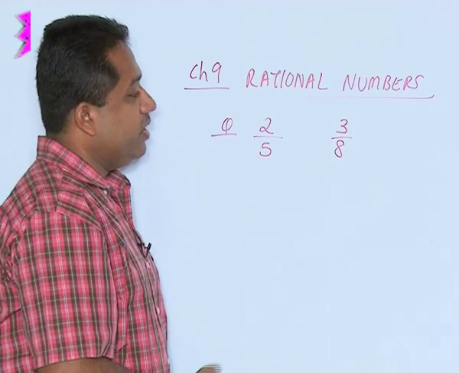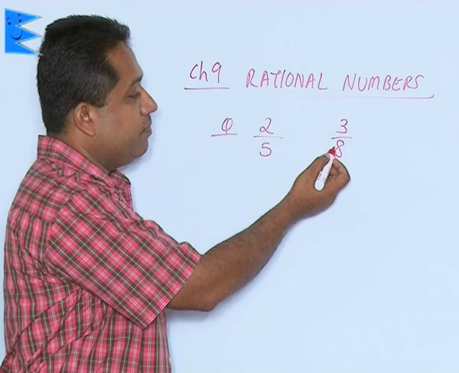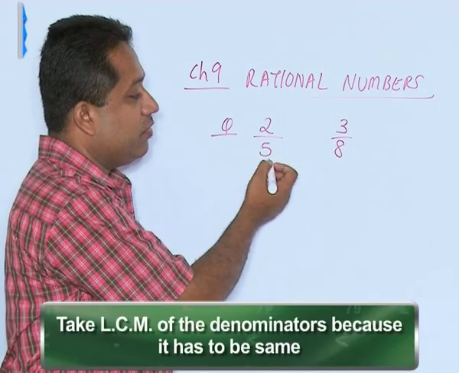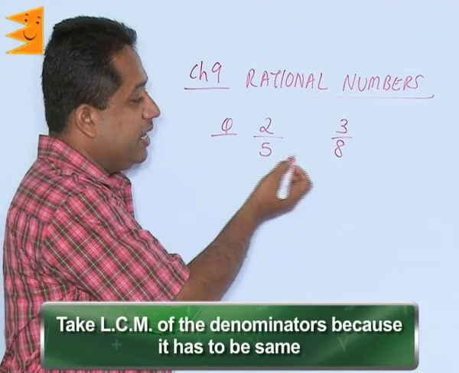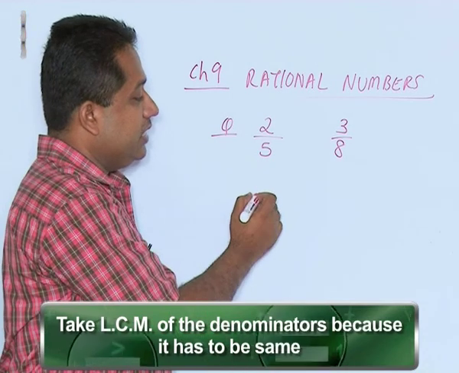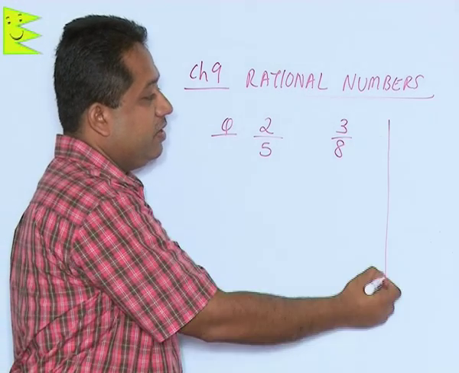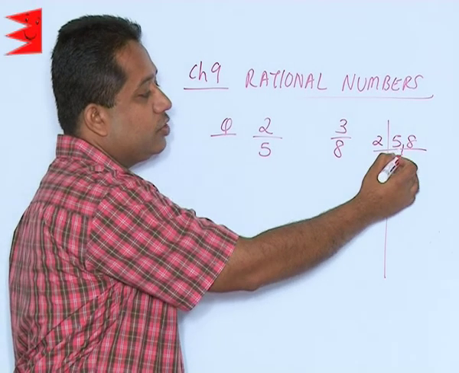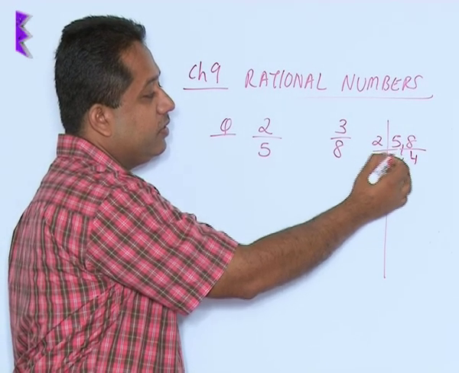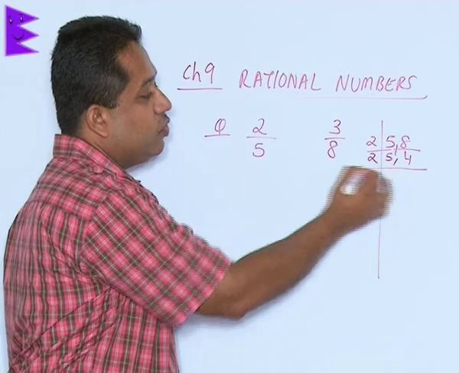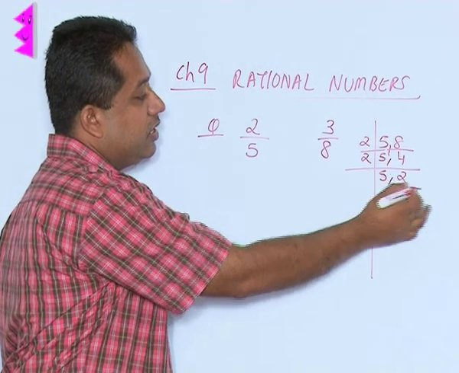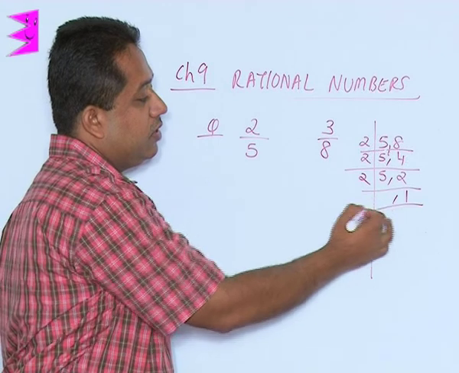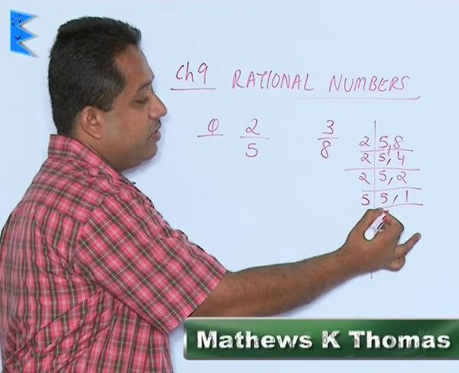In order to find 5 rational numbers between them, you will first have to take the LCM of the denominators. The denominator has to be the same first. So, the LCM of 8 and 5 will be found. I am going to start with the lowest prime number, that is 2. 2 goes into 8 four times, 5 will remain as it is, again with 2, again with 2 and finally with 5.